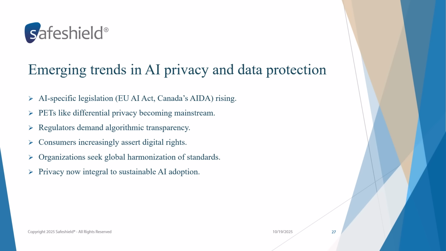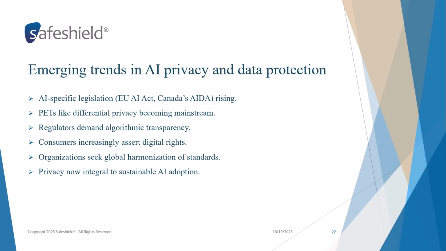Another trend is the growing use of privacy-enhancing technologies, PETs. Differential privacy, federated learning, and synthetic data are moving from research labs into mainstream deployment, enabling organizations to innovate while respecting user rights. We also see increasing emphasis on algorithmic transparency. Regulators and stakeholders expect organizations to provide clear documentation of data sources, model behavior, and decision-making logic. Explainability is becoming not just a best practice, but a regulatory requirement.